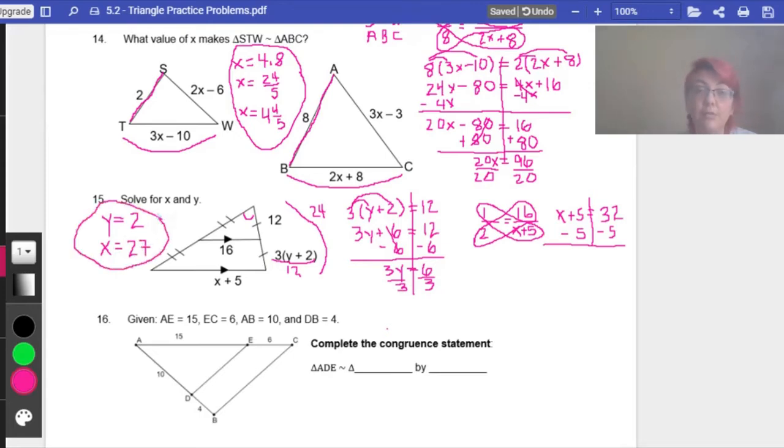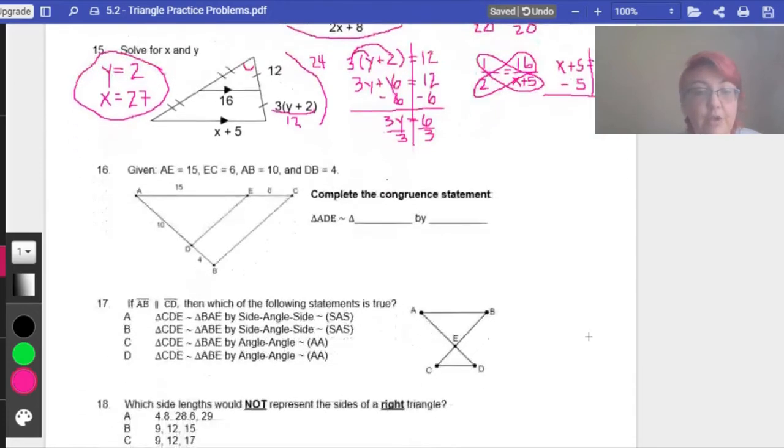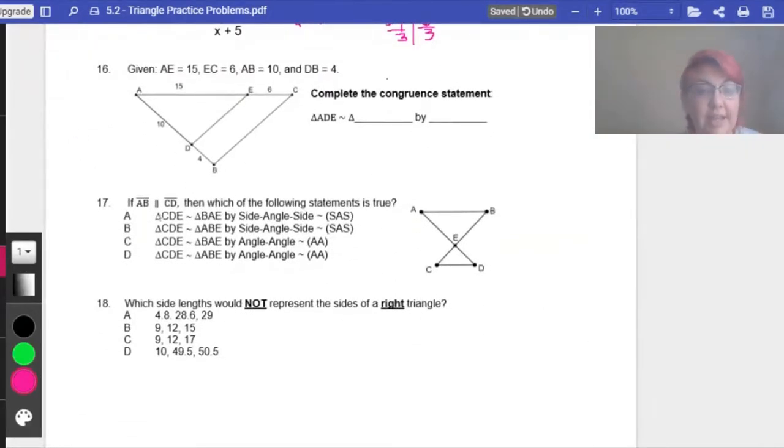Okay, let's do a little more work with similar triangles. If we go to problem 16, we're given that AE is 15 and EC is 6. Now, hopefully you've been watching with me long enough to know that for this big triangle, I need to add these numbers together to find the length of the big triangle side. 15 plus 6 is 21. And then AD is 10 and DB is 4. So this long side of the bigger triangle is 10 plus 4, or 14.